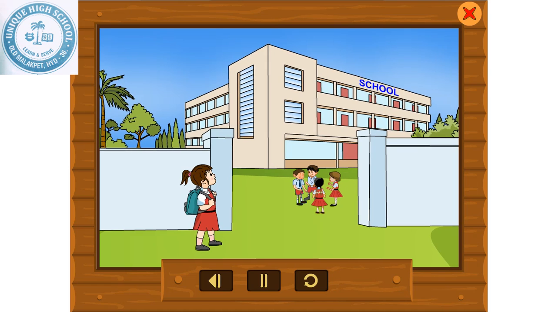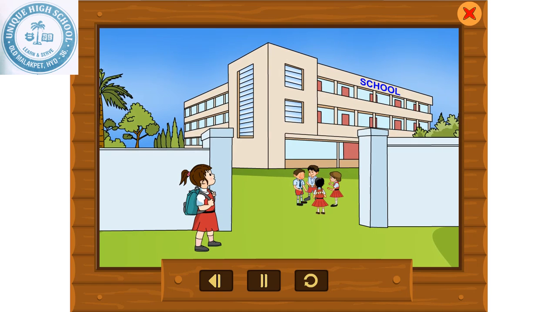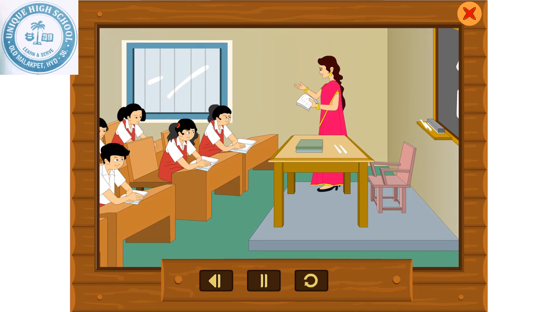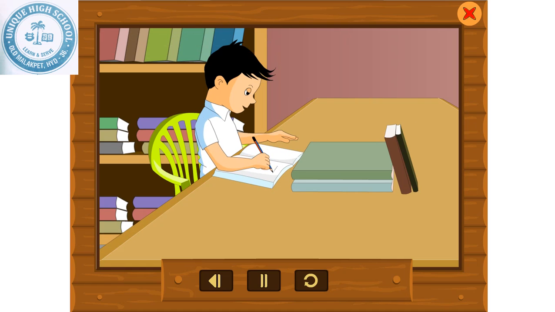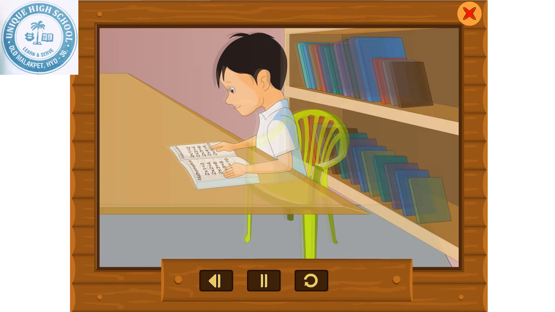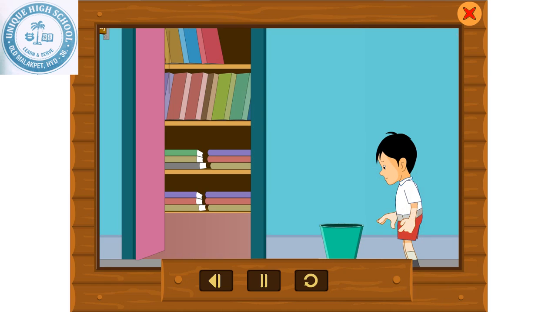Activities at school. Let's know about some activities at school. Children go to school to learn many things. They learn to read and write. They learn languages, mathematics, science, social studies, etc. They learn good habits and good manners.